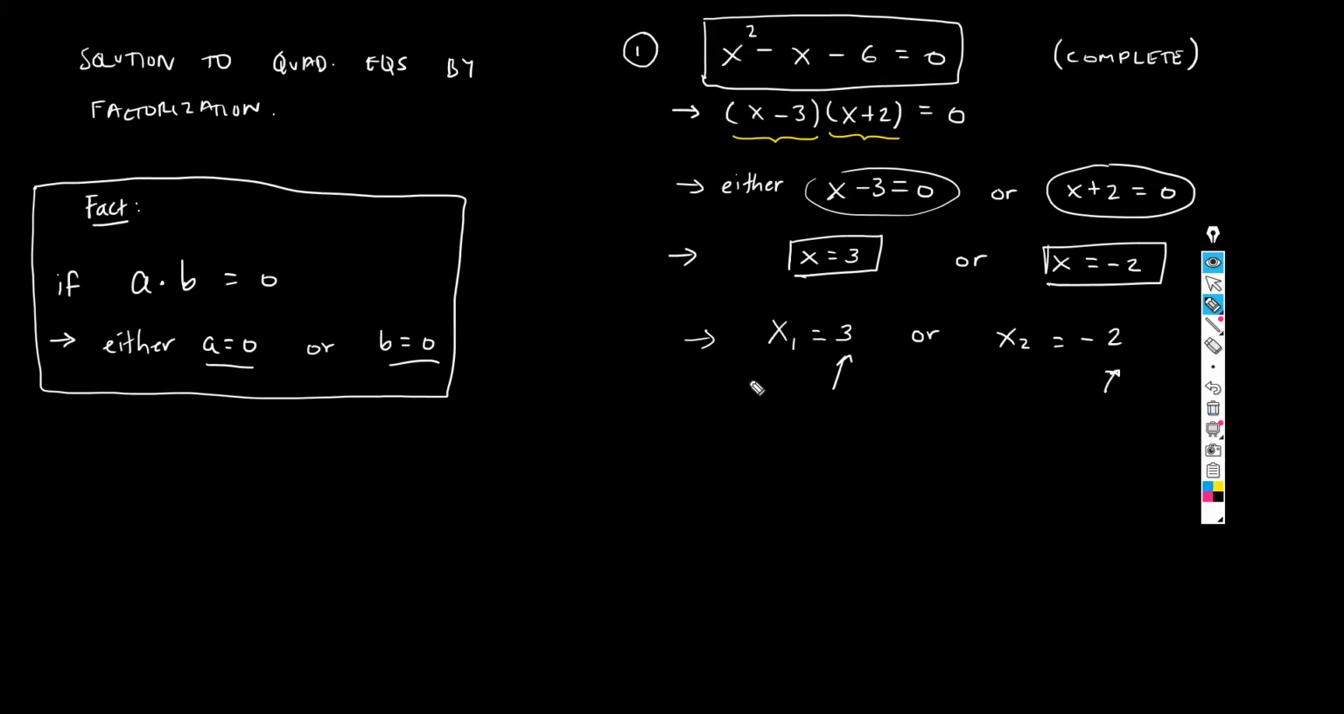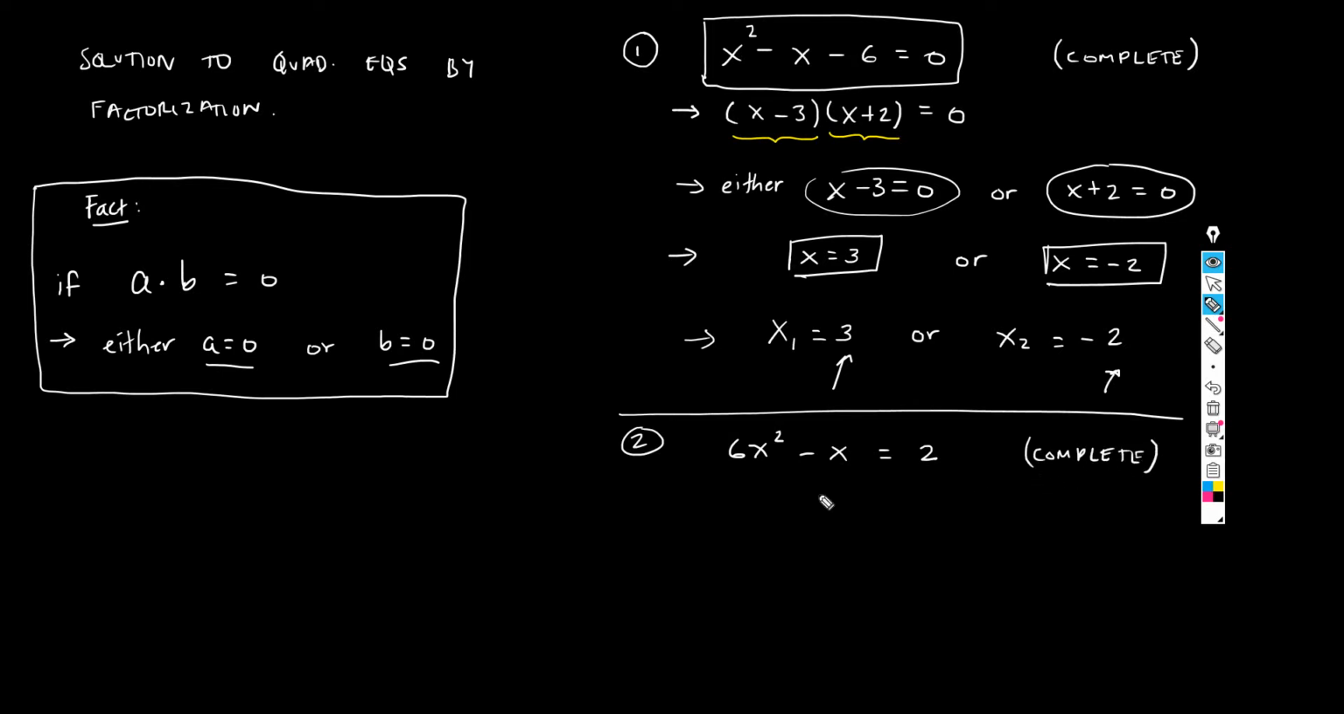Okay, let's do another one. Number 2. Let's solve now this equation: 6x squared minus x equals 2. This is also a complete quadratic equation. Why? Because even though it doesn't look like the previous way, which I showed you, if you remember, this is a complete quadratic equation.